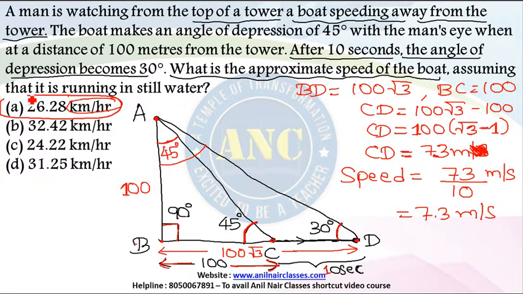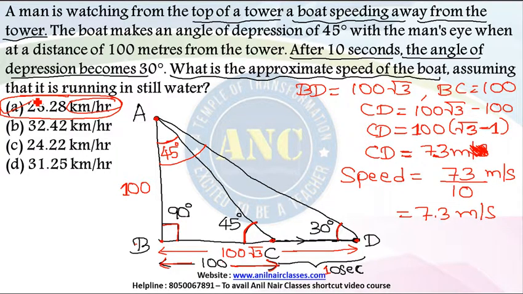26.28 kilometers per hour. If you observe all the other options, they will definitely not be very close to 27 kilometers per hour. 32 is too much away. 31 is too much away. 24 is also less than 27. Only one option will definitely be given which is closer to 27. Don't think that another option could be closer to 27. That will not be a possibility, sir. I am damn sure about it.